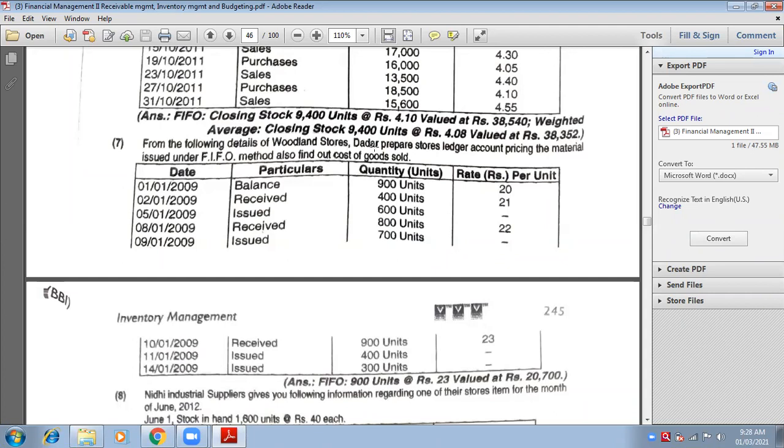Also find out cost of goods sold. This will not be asked in your question paper. So it is only closing stock that you have to calculate according to weighted average method. So now dates are given, opening and receipt issues are given, and also the rate column and quantity column is given. So start making the columns.